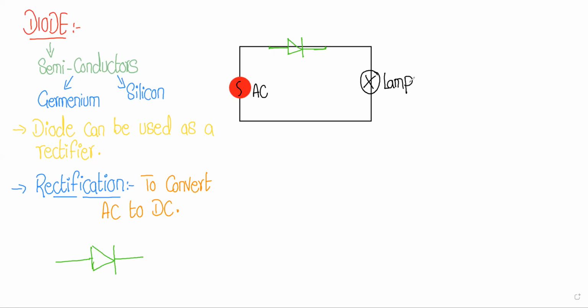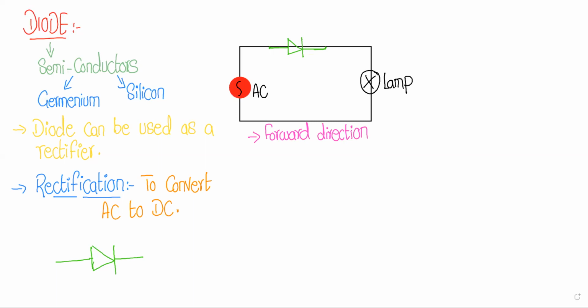So there are two possibilities. Either we can connect this diode in the forward direction, or we can connect this diode in the backward direction, right? In this diagram, the diode is connected in the forward direction. And if we discuss the forward direction, the main purpose is to convert AC into DC.